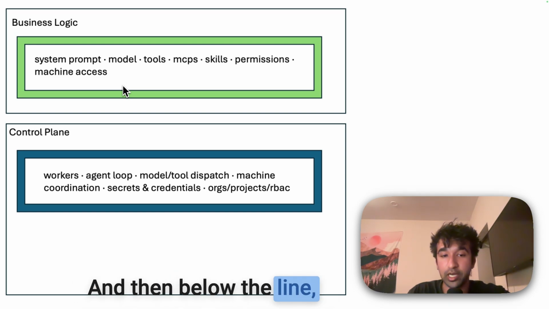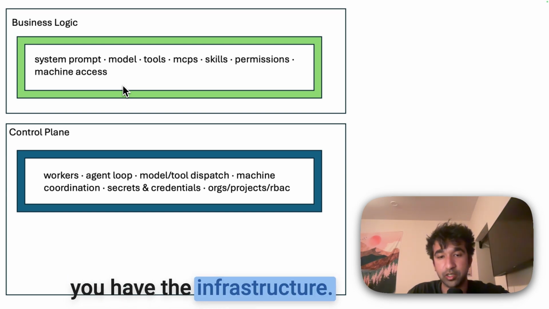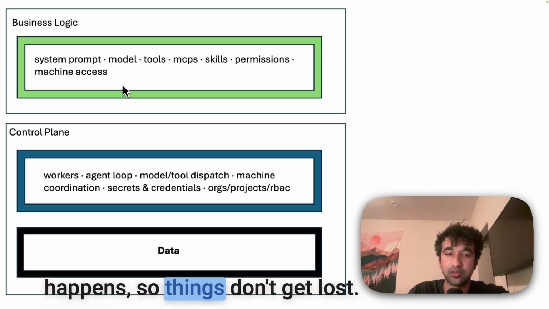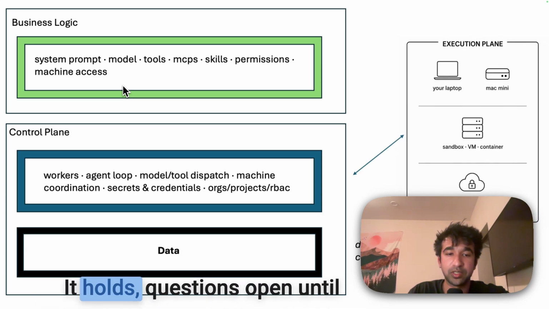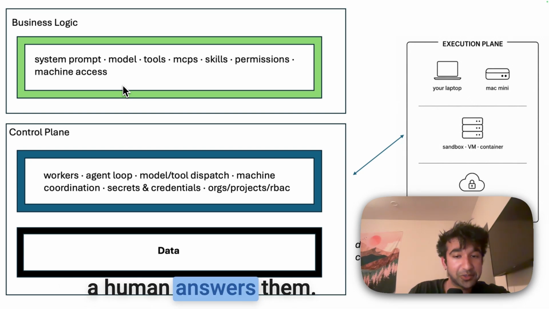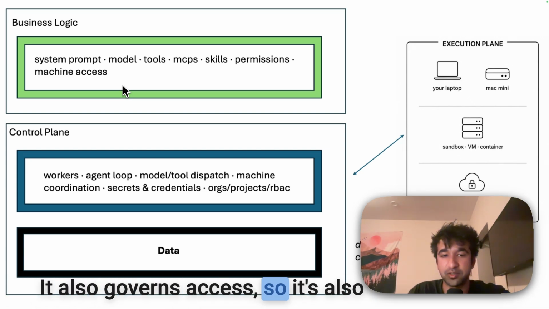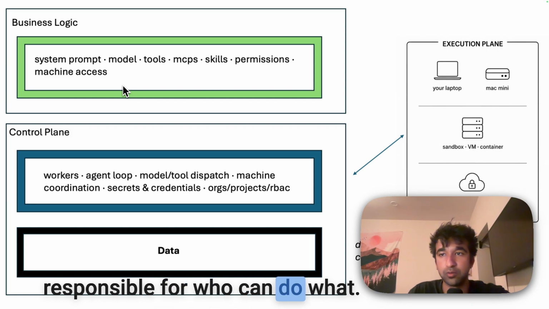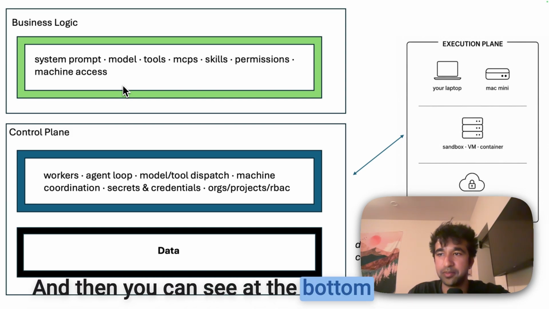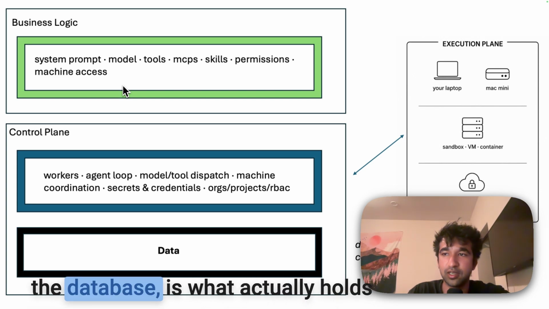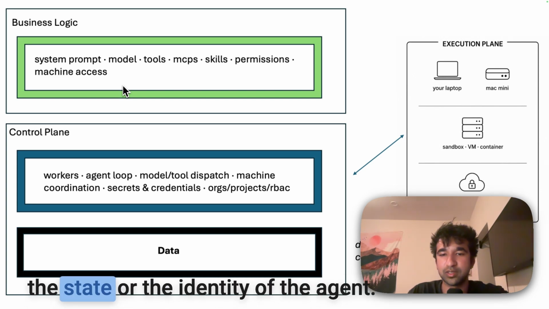And then below the line, you have the infrastructure that runs the loop. It saves every step as it happens so things don't get lost. It holds questions open until a human answers them. It can allow you to stream the agent live. It also governs access, so it's also responsible for who can do what. And then at the bottom here, the durable log, in our case the database, is what actually holds the state or the identity of the agent.